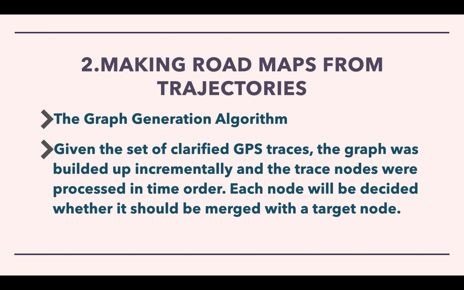Given the set of clarified GPS traces, we process the trips sequentially and build up the graph incrementally. For each trip, we process the trace nodes in time order. For each trace node, we search the graph and decide whether it should be merged with an existing graph node. If so, we merge the trace node with the target node. Otherwise, we create a new graph node. Then the road network represented by nodes and edges will be completed.